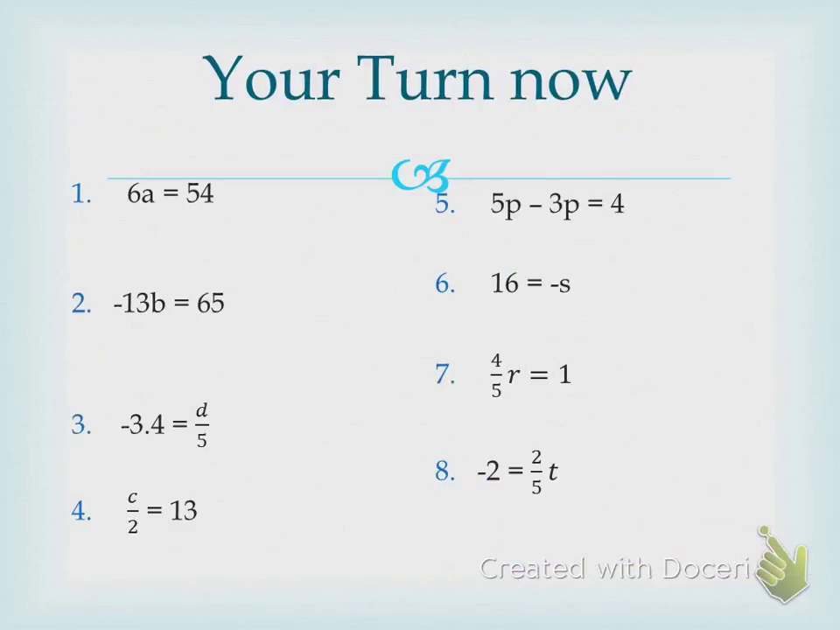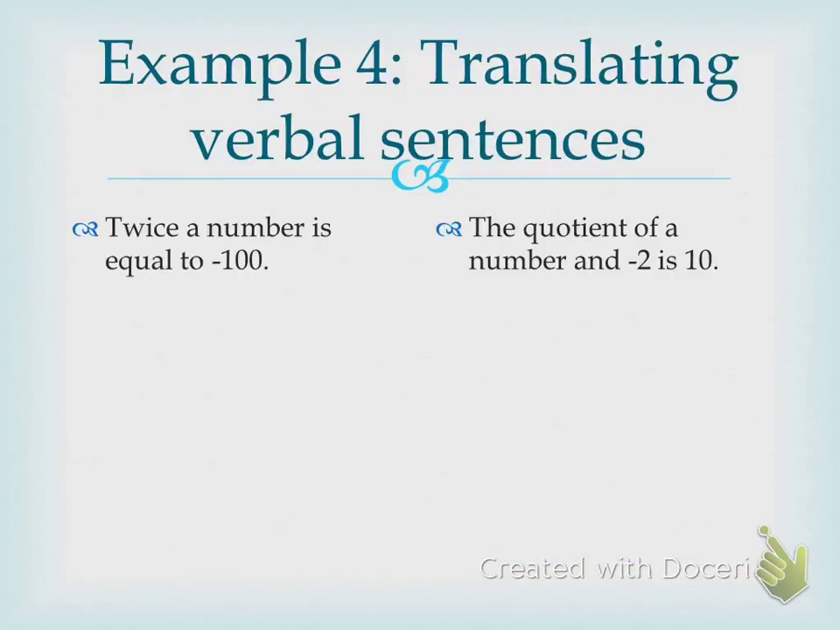Okay, now moving on to example 4. We're going to skip your turn for now. All right, in example 4, now I'm translating verbal sentences and solving the equation. So I just need to pick apart, I need to find my keywords, and I need to try to write the sentence as an equation and then solve. I want you to go ahead and try the first one.